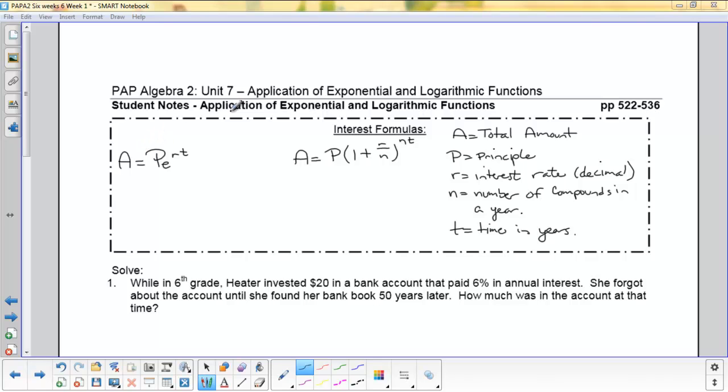Continuous interest you already know. Compound interest is the new one today. You've got your total amount, your principal. 1 plus is a constant. It'll always be there. 1 plus the rate divided by the number of times that you compound the interest in a year, more on this later, raised to the number of times you compound in a year times t, time in years.